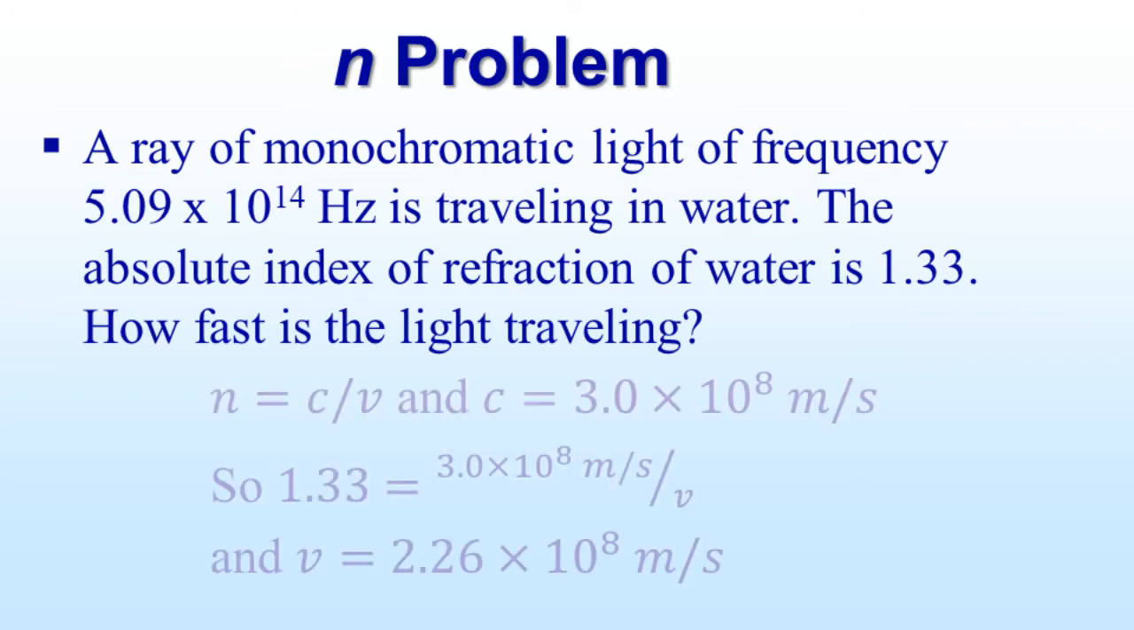Well, we can use the same equation, same relation, since this time we're given n. Again, that ratio, 1.33, is going to be equal to 3 times 10 to the 8 meters per second on the top, divided by v, the unknown speed of light in water on the bottom. Solving through algebraically, we see that that light speed goes down to 2.26 times 10 to the 8 meters per second. Quite fast, but also quite a bit slower than normal.